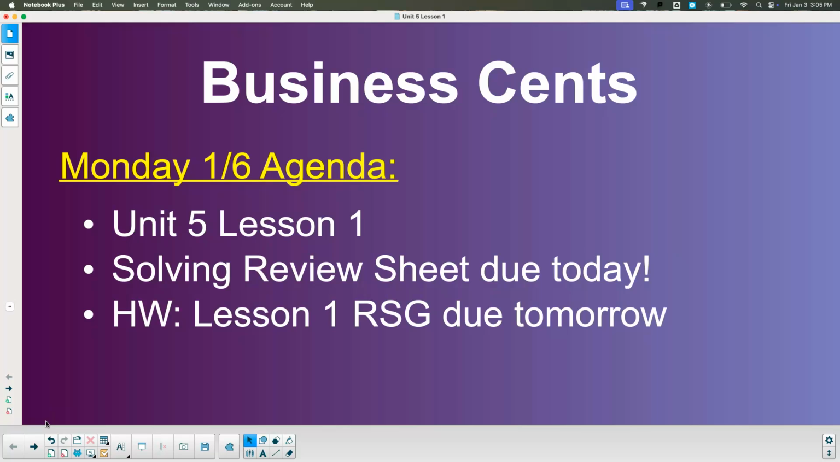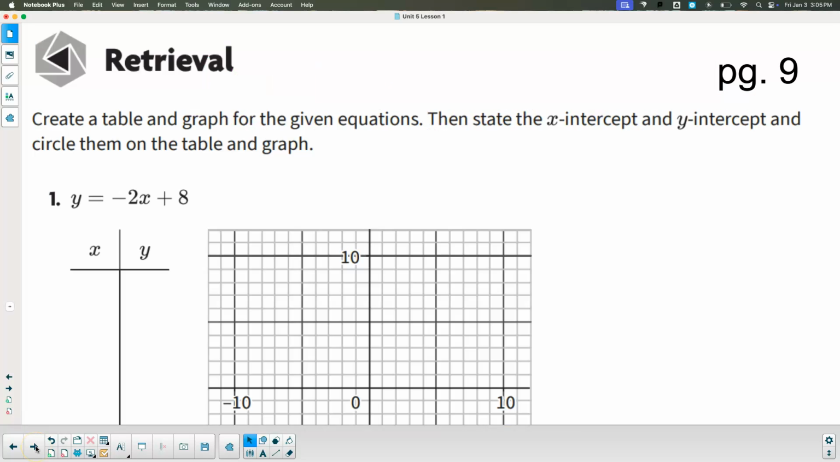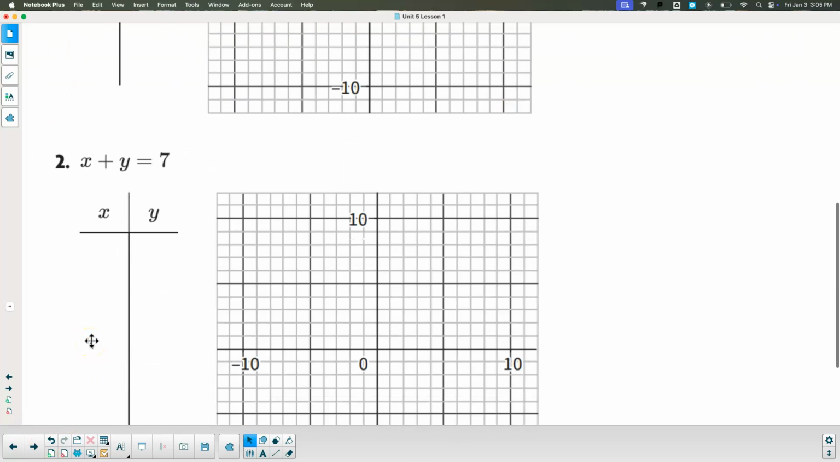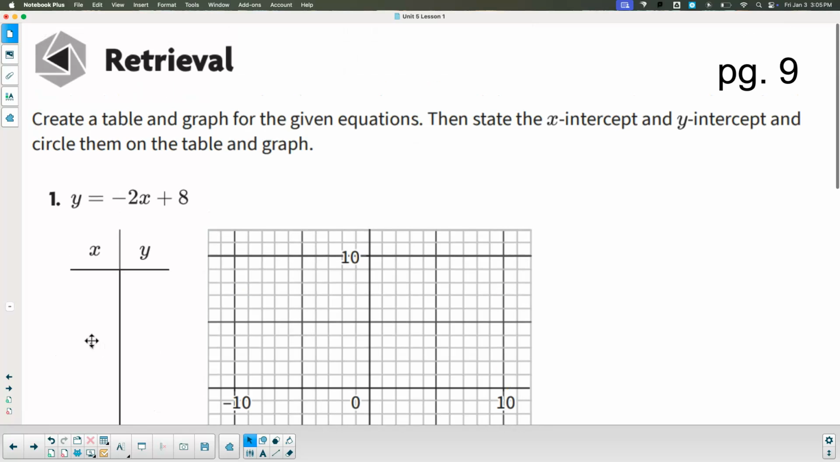We're going to start on page number 9. I would like you to do the retrieval. The retrieval here is I want you to graph y equals negative 2x plus 8 on the first one, and then I want you to graph x plus y equals 7 on the second one. So first off, you can create a graph or a table if you want. I'm okay if you don't, but for sure I want you to graph it.